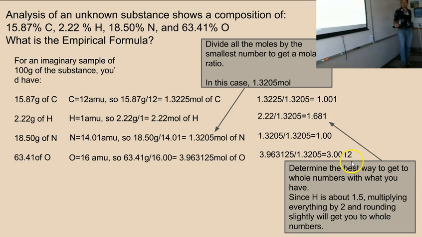So the best way to get whole numbers, right? And I said here, since hydrogen is about 1.5, multiplying everything by 2 and rounding slightly gives me whole numbers. And I wind up with C2, H3, N2, O6. And so if I don't know the formula, but I do know the percent compositions, doing some math and using some logic, I can determine that what I've been handed is C2H3N2O6.